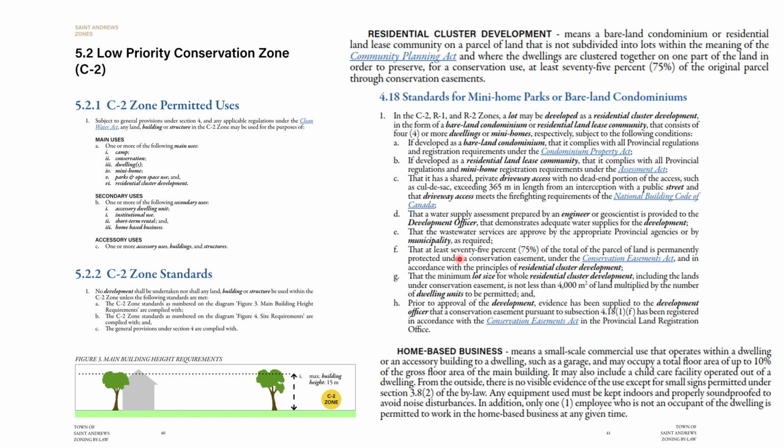I'll talk about the residential cluster development because it's a bit of a new concept. It means a bare land condominium or residential land lease community on a parcel of land that is not subdivided into lots within the meaning of the Community Planning Act. So it's not being subdivided, where the dwellings are clustered together on one part of the land in order to preserve for a conservation use at least 75% of the original parcel through conservation easements. So that's the definition. And then there are some standards.